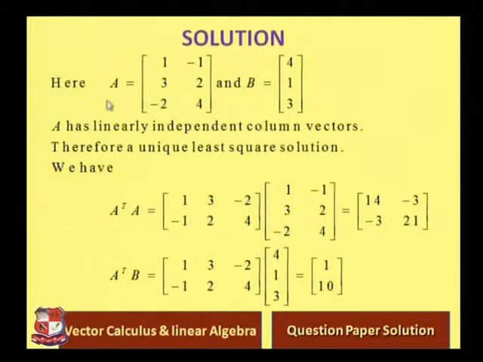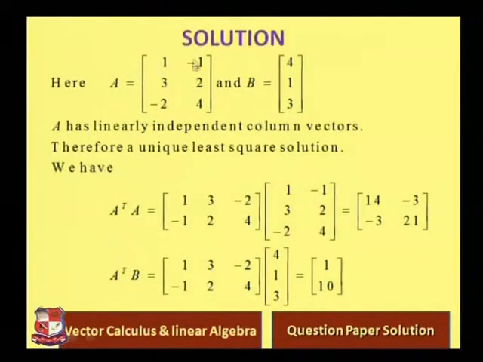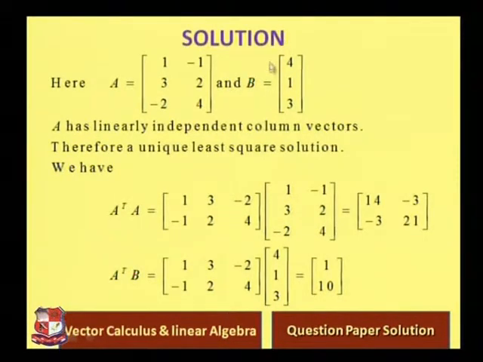So here A equal to this coefficient matrix, 1 minus 1 3 2 minus 2 4 of this system, and 4 1 3 is the constant column matrix. A has linearly independent column vectors, means A is linearly independent. Then there is a unique least square solution, means if this is not independent, then there is no unique solution. So here this is independent, that means the columns do not depend on each other, so it's called linearly independent.